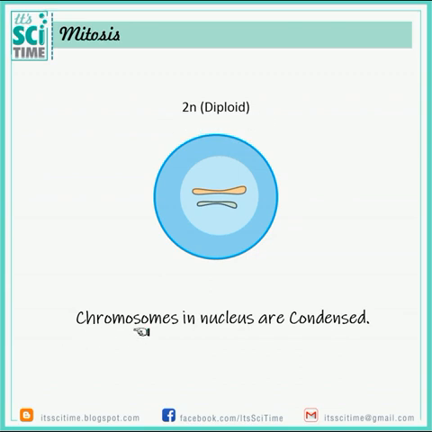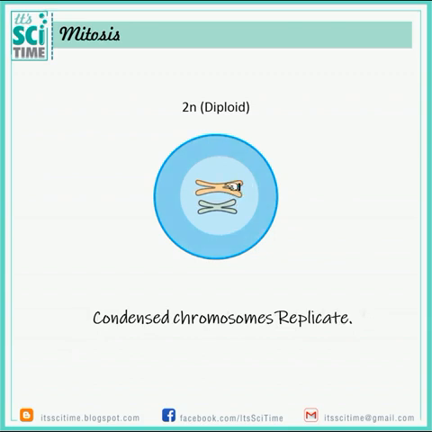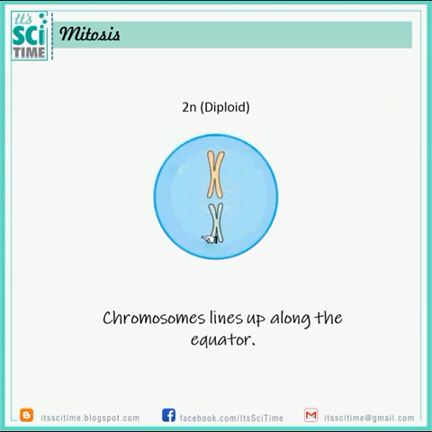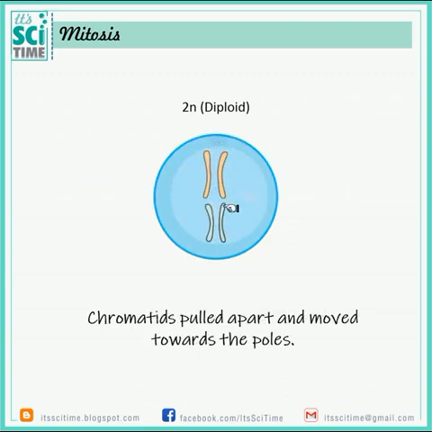The first step is that chromosomes in the nucleus get condensed. Second, they replicate or double up, making a copy. Now it is ready for division. Condensed chromosomes replicate. Then they line up at the equator. We call this the equator and these two ends the poles. They line up like this, and then they break apart and are pulled towards the poles. Chromatids are pulled apart and move towards the poles.